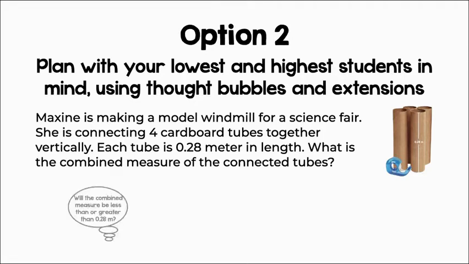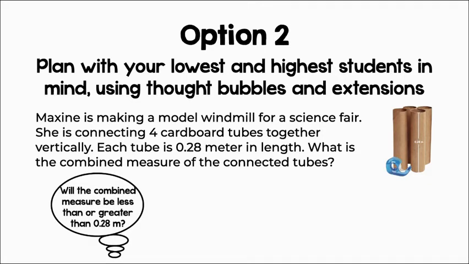An example is, will the combined measure be less than or greater than 28/100ths of a meter? That way, students that are having trouble getting started can pick greater than or less than without needing to be accurate. That way you can see if they are understanding what the problem is asking at all.